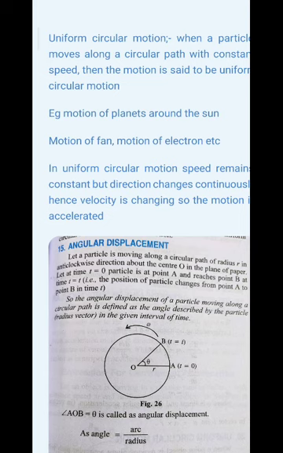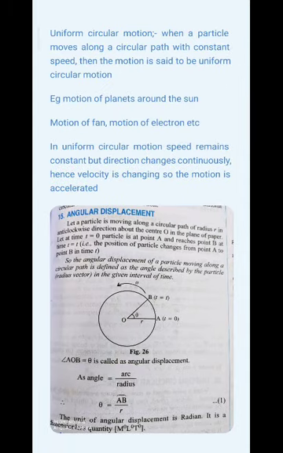Now, uniform circular motion: when a particle moves along a circular path with constant speed, the motion is said to be uniform circular motion. We are familiar with such motions: the planets moving around the sun, the motion of a fan, the motion of electrons.